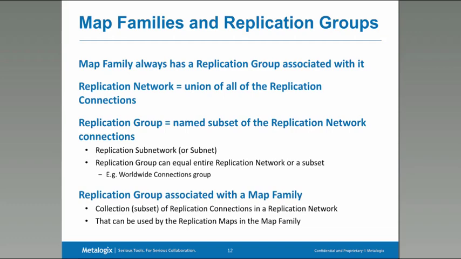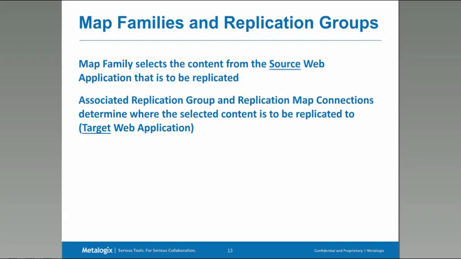Okay, and you always have a group associated with a map family. That always has to be part of the map family. You will see whenever we create one that you need to select one. Okay. And so in general, the map family selects the content from the source web application that's to be replicated, and then the associated replication group and replication map connections determine where that content is going to go. All right.